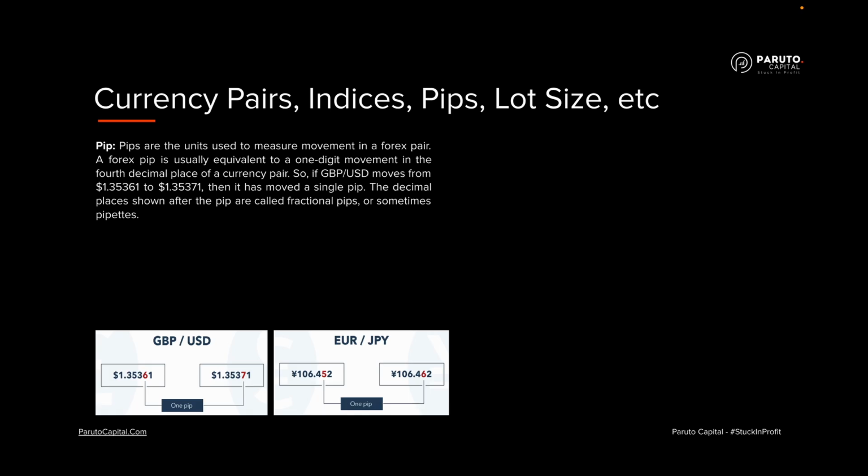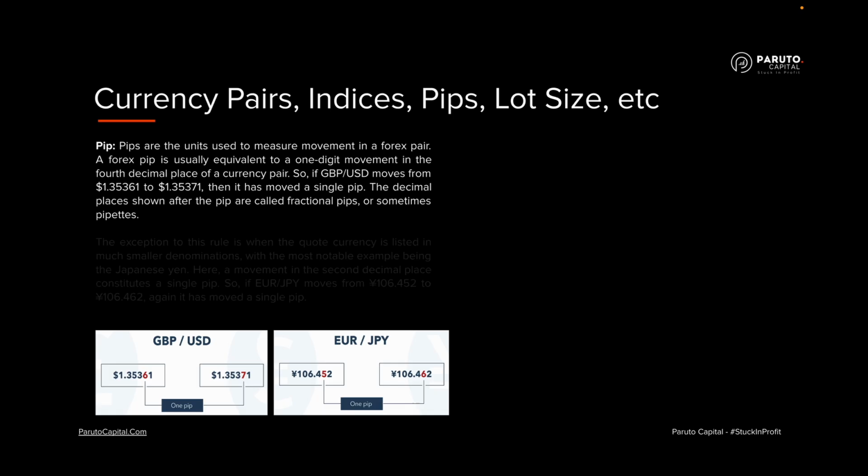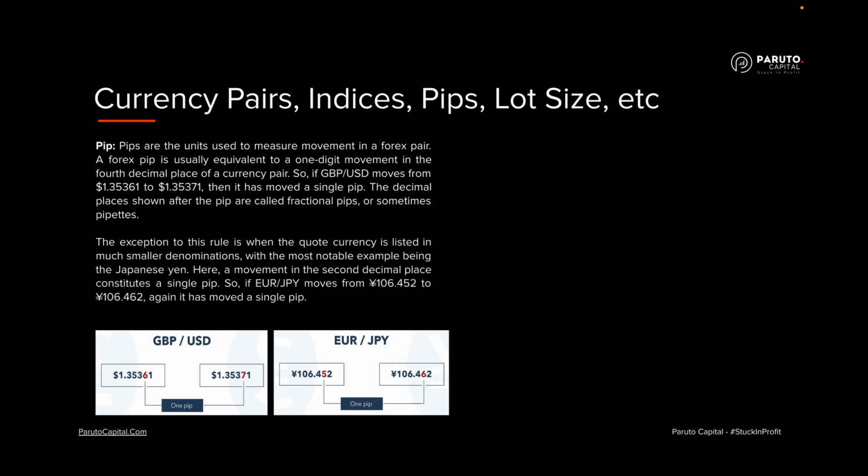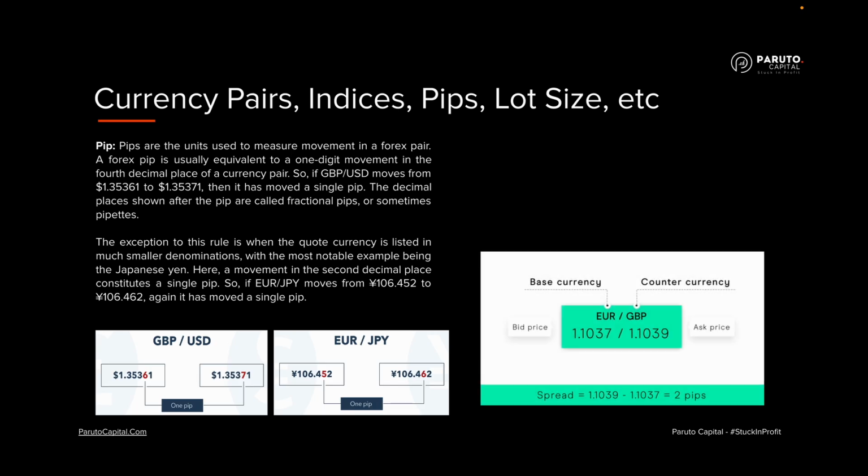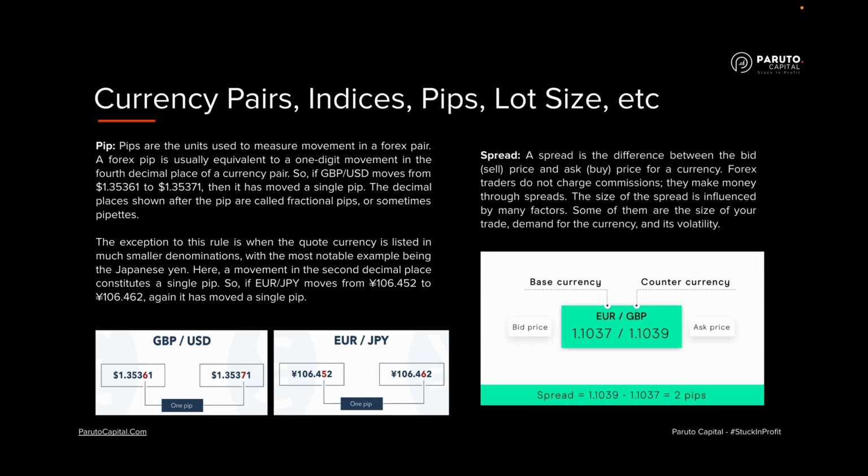Okay, so the decimal places shown after the pip are called fractional pips, or sometimes pipettes. Now, the exception to this rule is when the quote currency is listed in much smaller denominations, the most notable example being the Japanese yen. So here, a movement in the second decimal place constitutes a single pip. So if Euro JPY moves from this to this, again, it has moved a single pip. Okay. Now, base currency and counter currency, we've seen this already.